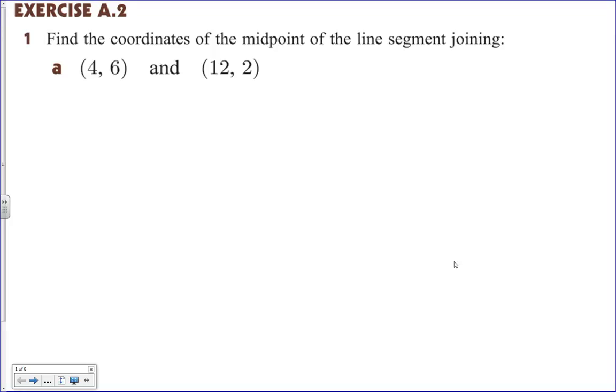Okay, finding the midpoints of the line segments joining these two sections. So first thing we want to do is label x1, y1, and x2, y2. We'll separate our page into two bits, the x part and the y part.